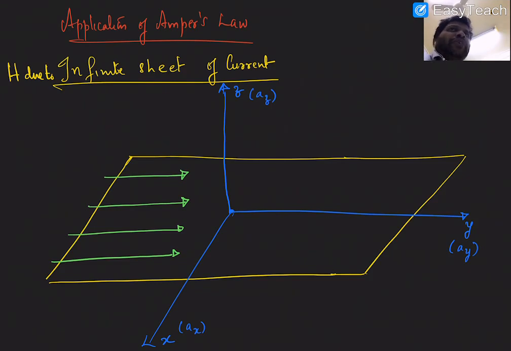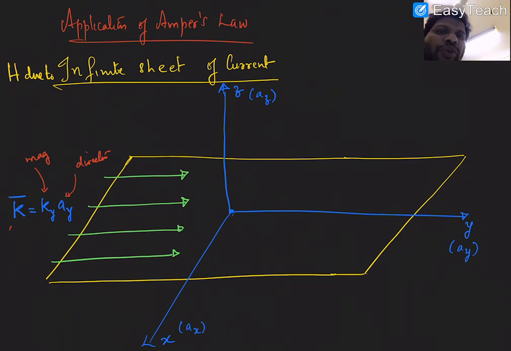Now it is carrying a current with uniform current density, so it is denoted as vector K. In this case the vector K is given as Ky into ay. So Ky is showing the magnitude, and ay is showing the direction. I hope it is clear to you.